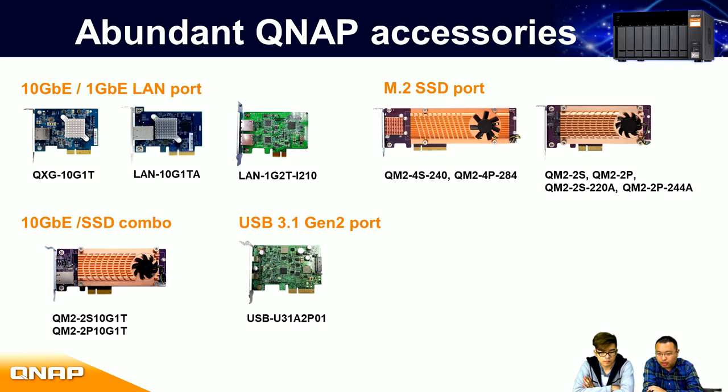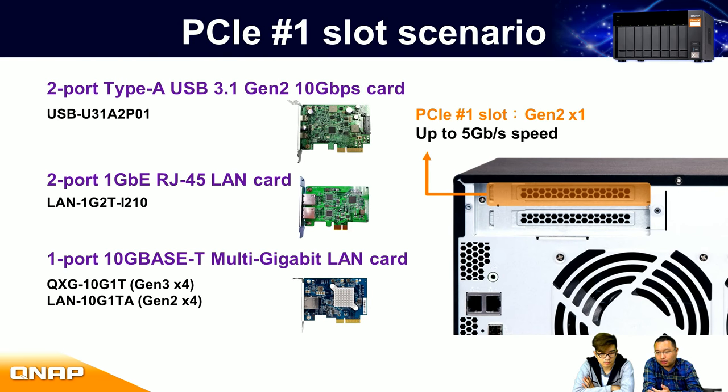So now let's take a look at each PCIe slot one by one and what we recommend users install. With the top PCIe slot, there are three different choices you can deploy. First one is, for example, you may have to work fast with a very fast external device. Some vendors such as SanDisk have come out with an external USB 3.1 Gen 2 10Gb per second portable SSD with a Type-C connector. With that, you can just use a Type-C to Type-A cable and use this card on the NAS.